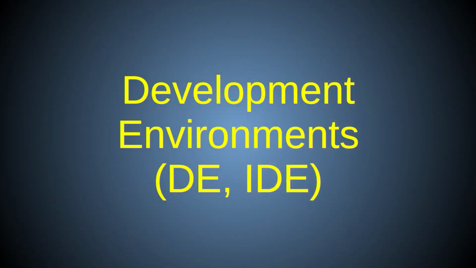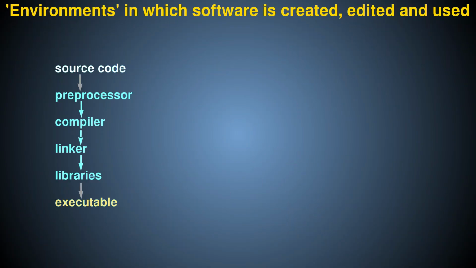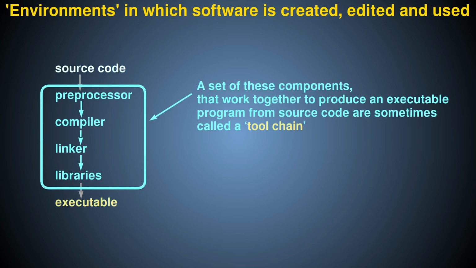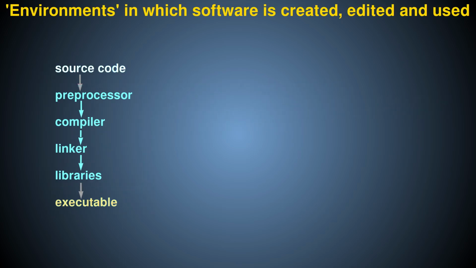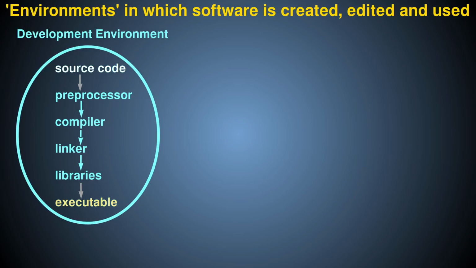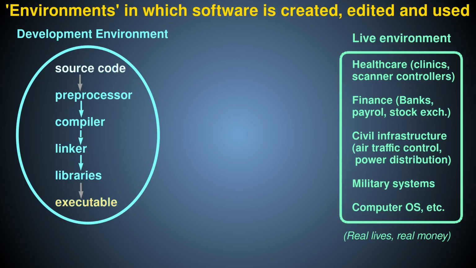To make a complete executable program with C, you'll need to install a compiler and some other tools. You'll often hear these tools called a development environment, or DE. This is to distinguish it from the live environment, that is, the computer system environment in which the finished program is to be ultimately deployed.